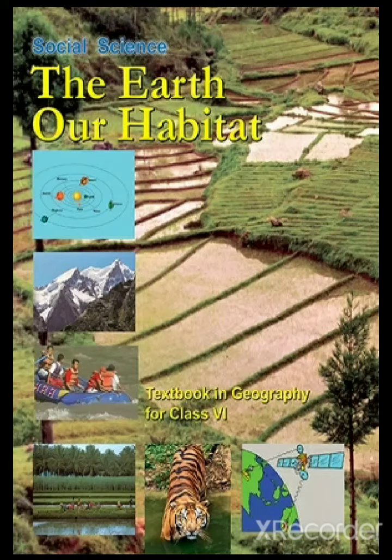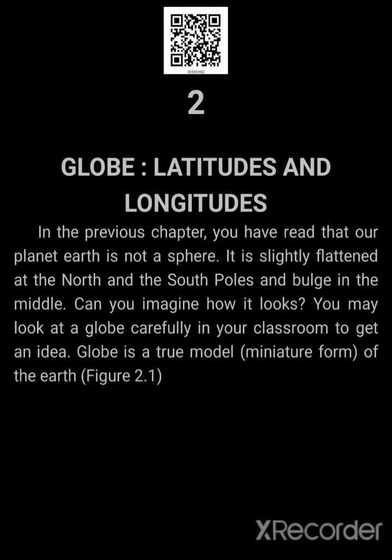Hello students. Now we are going to move to the second chapter of geography of the NCERT textbook The Earth Our Habitat. The name of the chapter is Globe, Latitudes and Longitudes. So, what are we going to know in this chapter?